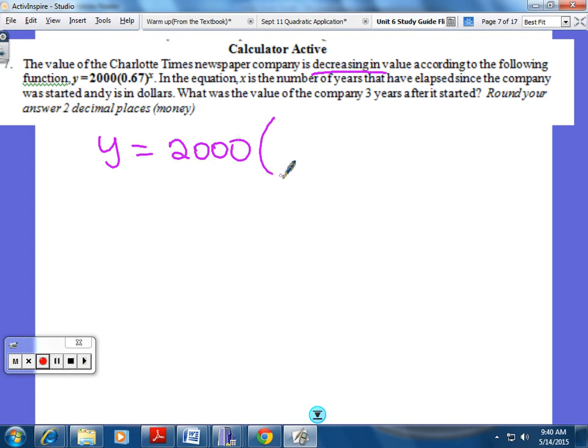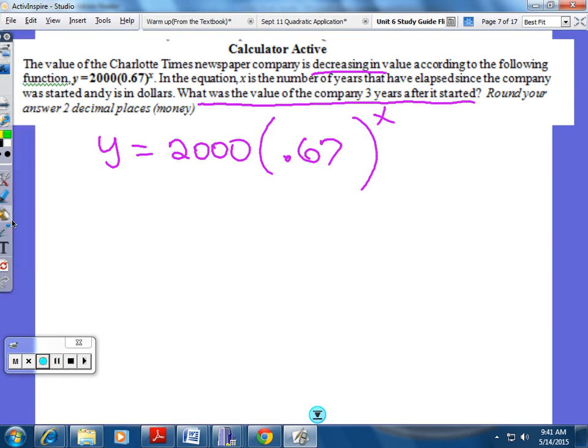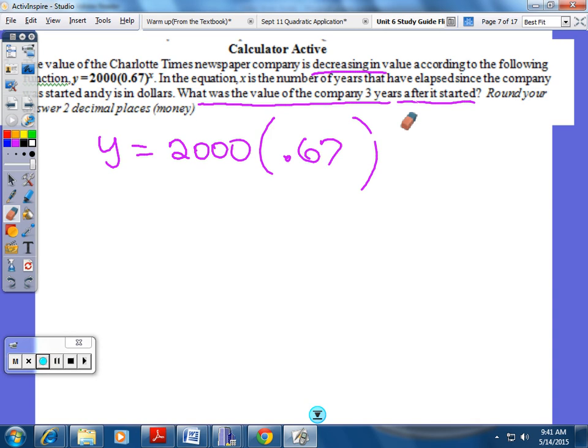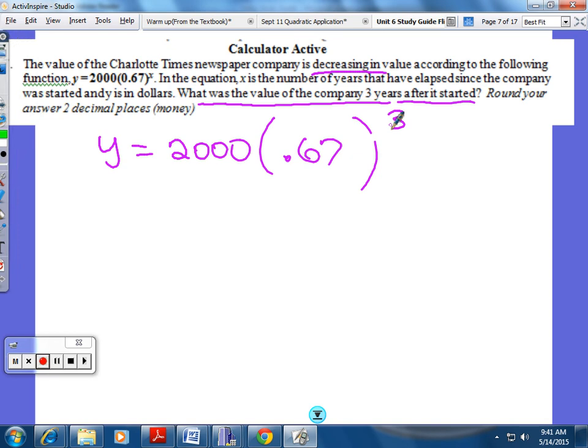So it was 2,000, and then it went down 67% every, and x stands for time, so every year or every month or every day. Now, according to this problem, they ask us what's the value of the company 3 years after it started? So we're going to plug 3 in for our time, which is x. So we're going to replace that x with the 3. And then we simplify.